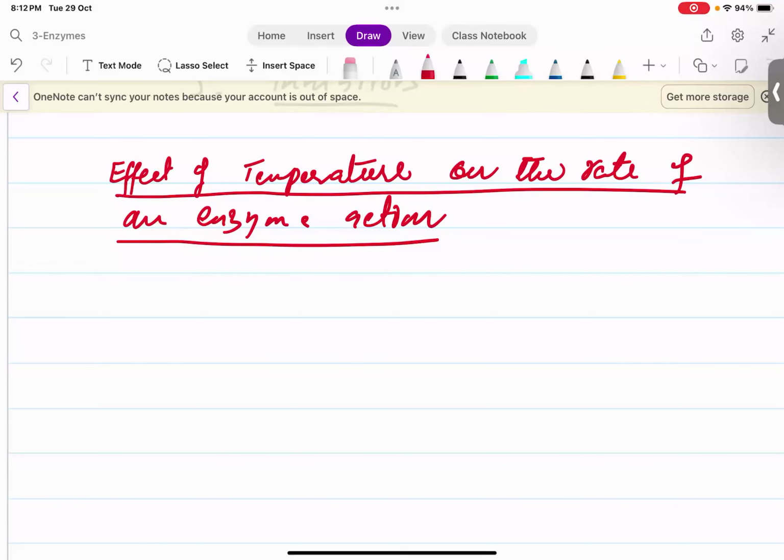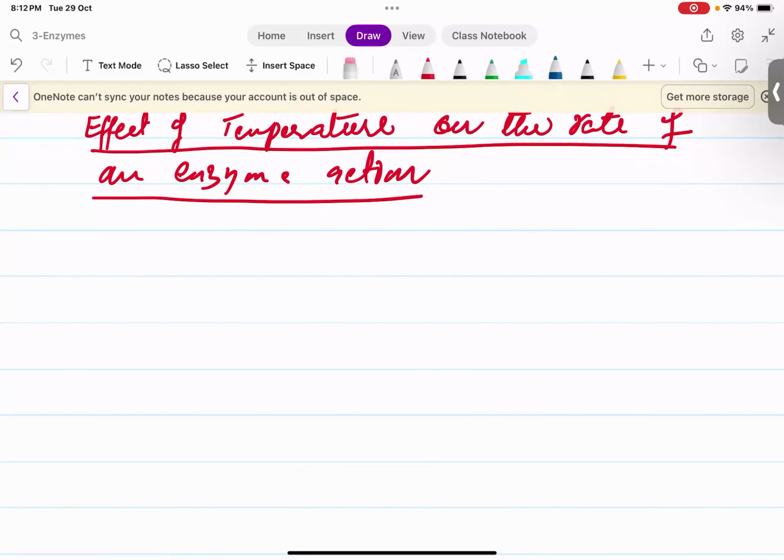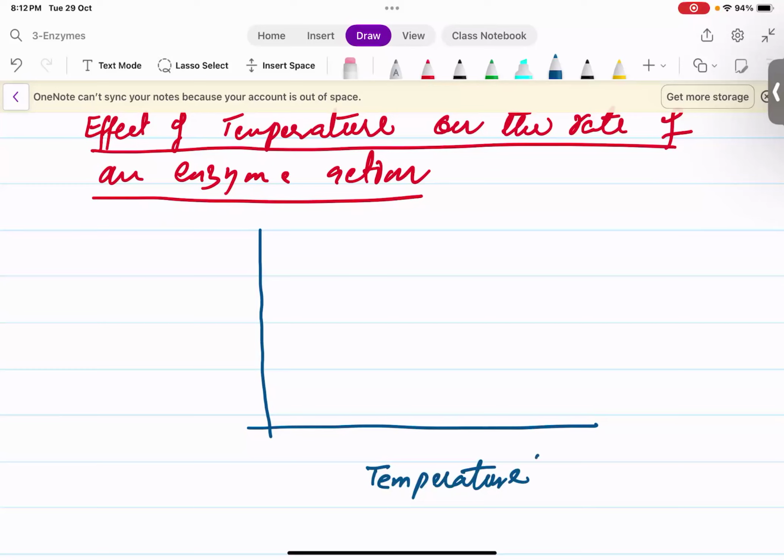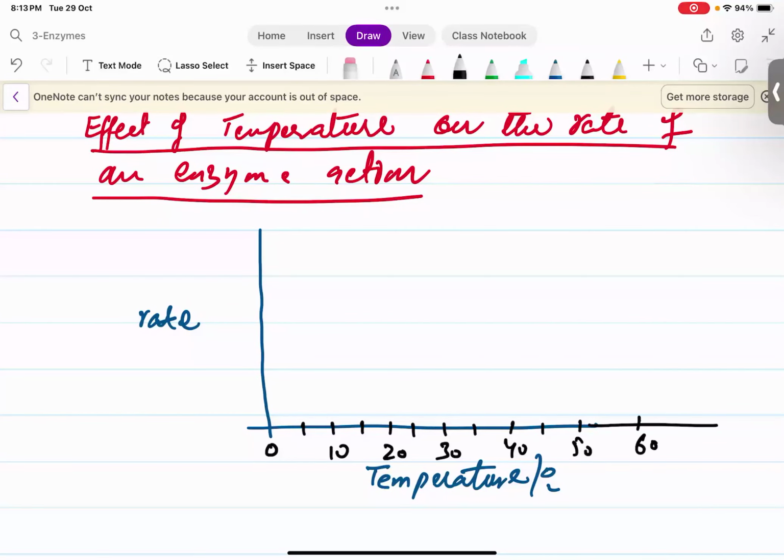So let's see if I draw the effect of temperature on the rate of an enzyme action on a graph. This graph has temperature on the x-axis and rate on the y-axis. Okay. So as the temperature increases, we can carry out an experiment at different temperatures, starting with 0, maybe 10, 20, 30, 40, 50, and maybe 60, and so on. At different temperatures, we carry out the enzyme activity and record or calculate the rate.